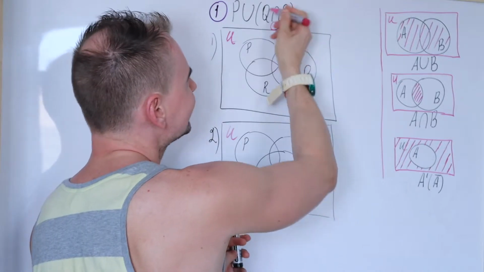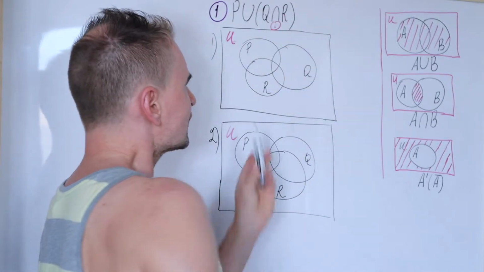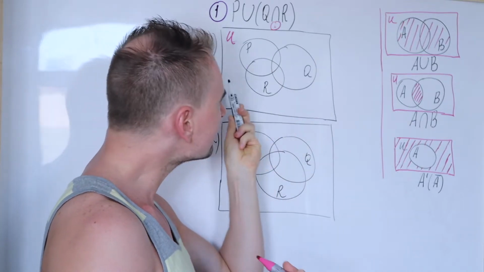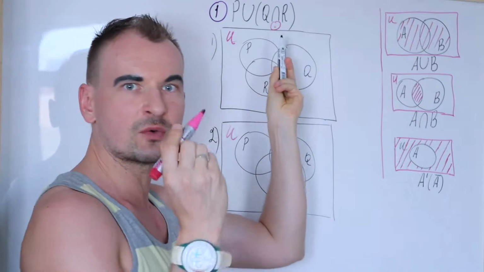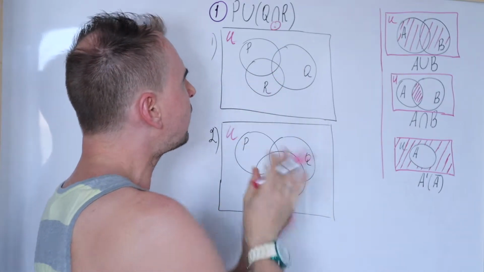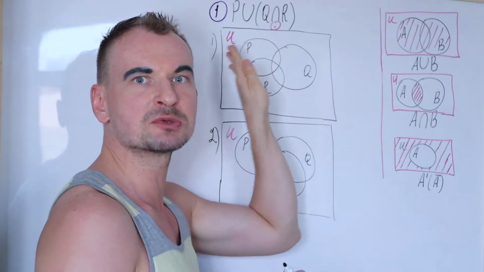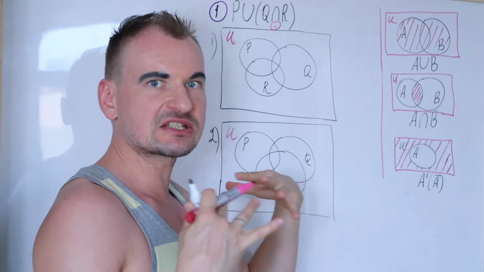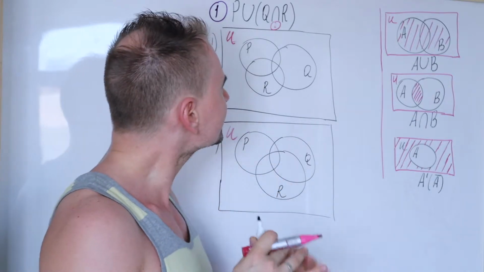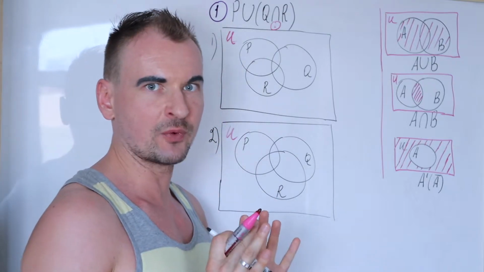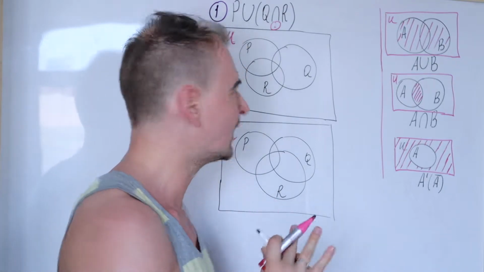So Q intersection R. Since you are given 3 sets, we are going to shade, we are going to highlight Q and R. So for now, forget about set P. We are going to do it regardless of P. We don't care about set P at this point. Ignore it. Forget it now.